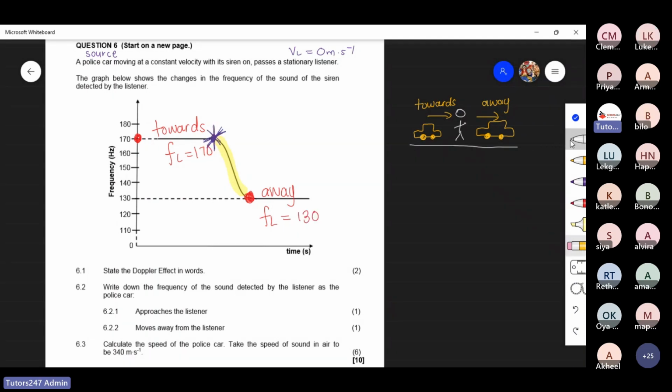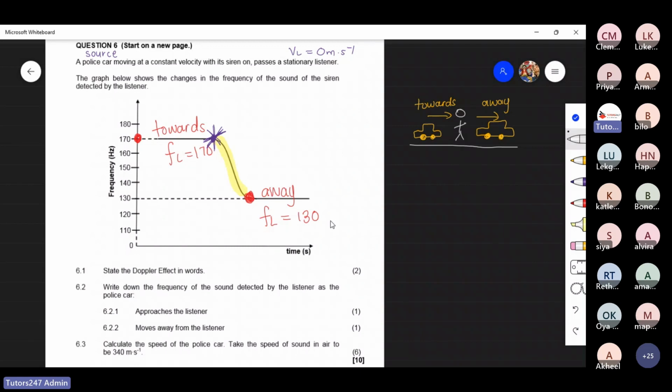Okay, so we've got our frequency as the police car moves towards our listener, which is 170 hertz. We've got the frequency of the listener as this police car moves away from the listener, which is 130 hertz. That yellow line that I've highlighted indicates the change whereby this police car is moving towards then away. So that is the change whereby it passes, okay?